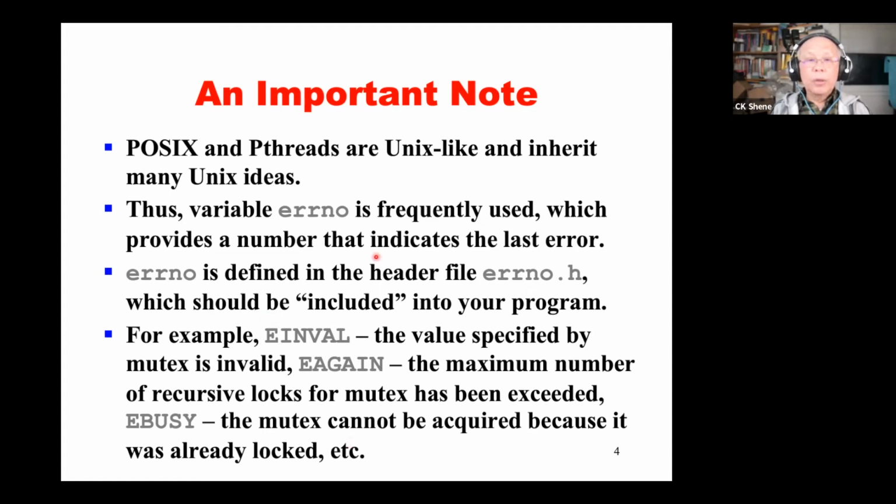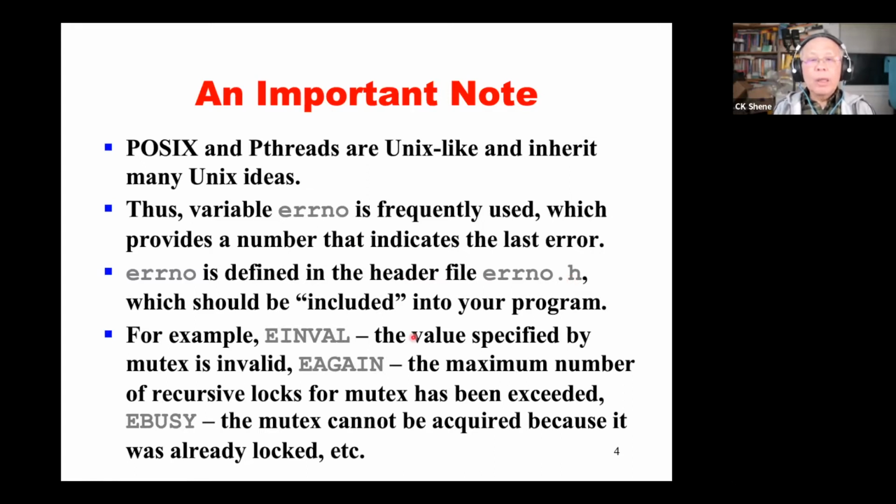As we mentioned earlier, POSIX and Pthreads are Unix-like and inherit many Unix ideas. One of them, which is used extensively, is the variable errno. This is a variable that provides you with the last error in your program. The variable errno is defined in the header errno.h. Therefore, in order to use errno, you have to include this header file.